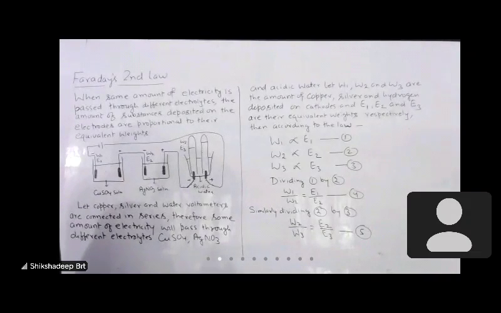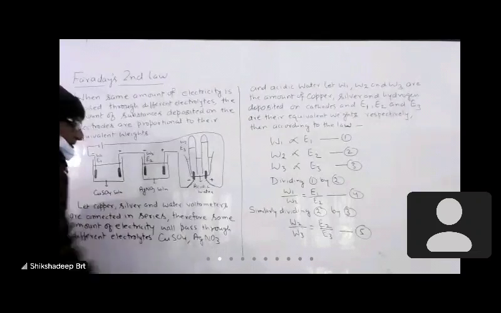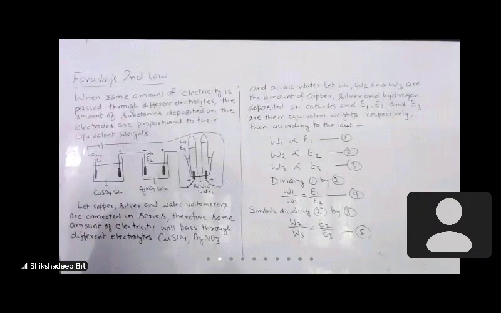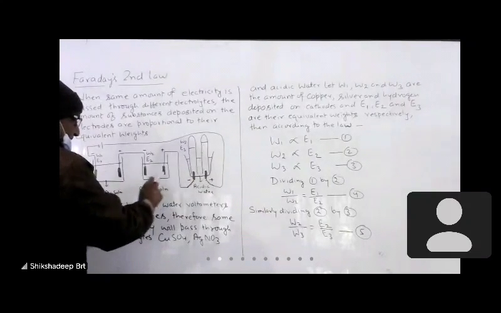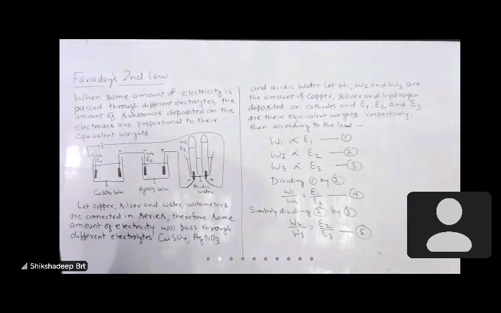The vessel in which we do electrolysis is known as a voltameter. Remember, there is a difference between voltmeter and voltameter. A voltmeter is used in electricity to measure the potential difference. A voltameter is a vessel in which electrolysis is carried out. That is the difference between voltmeter and voltameter.